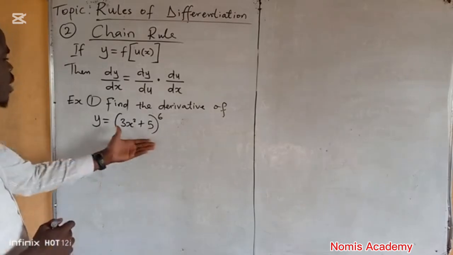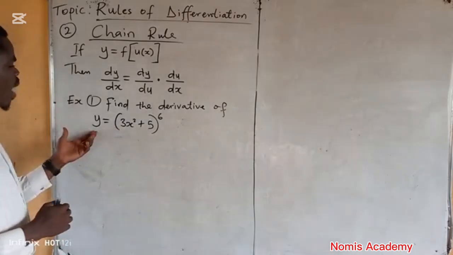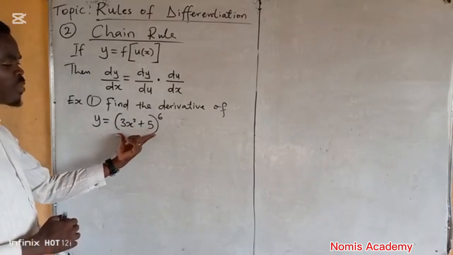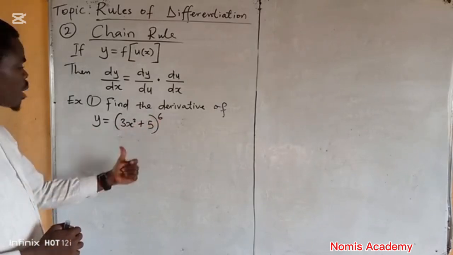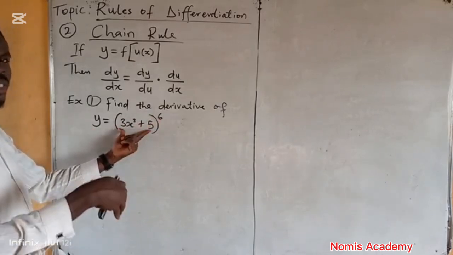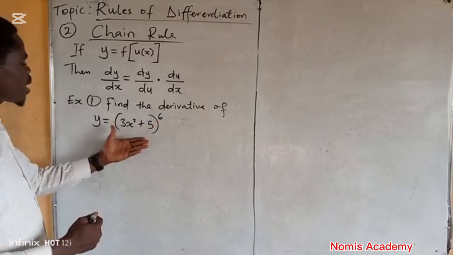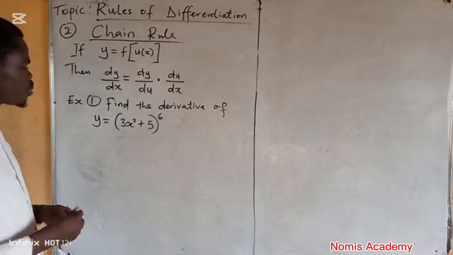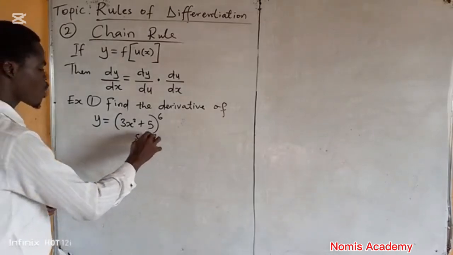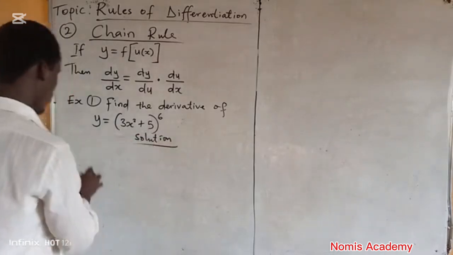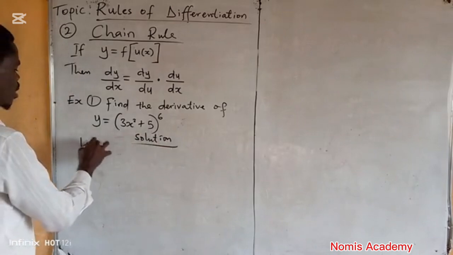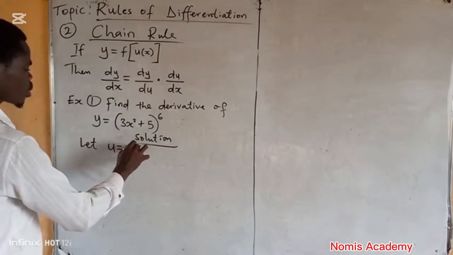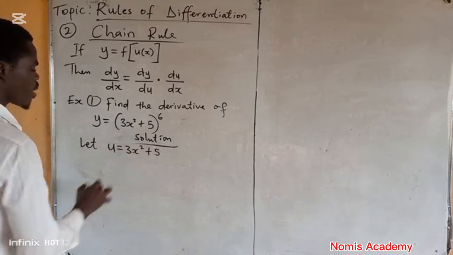Alright, you can see this function. y is a function of the whole thing we have raised to the power of 6. Meanwhile, we have another function inside the bracket. So we can liken this to be a function of a function. To solve this problem, solution, we're going to say let u equal to 3x squared plus 5.